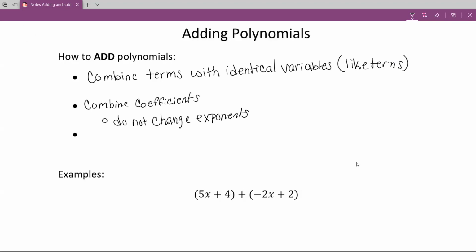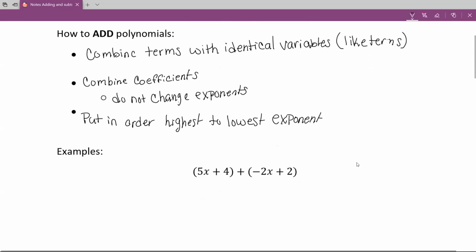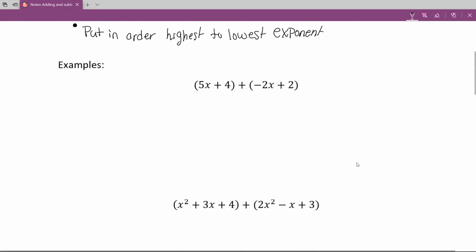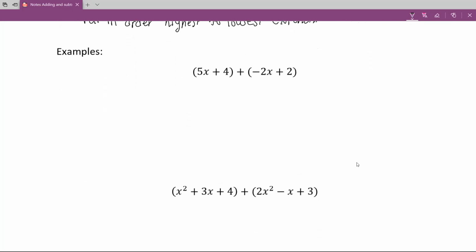But what you do need to do is put in order highest to lowest exponent. So you're going to put your exponents in highest to lowest order. All right, let's look at our first example.